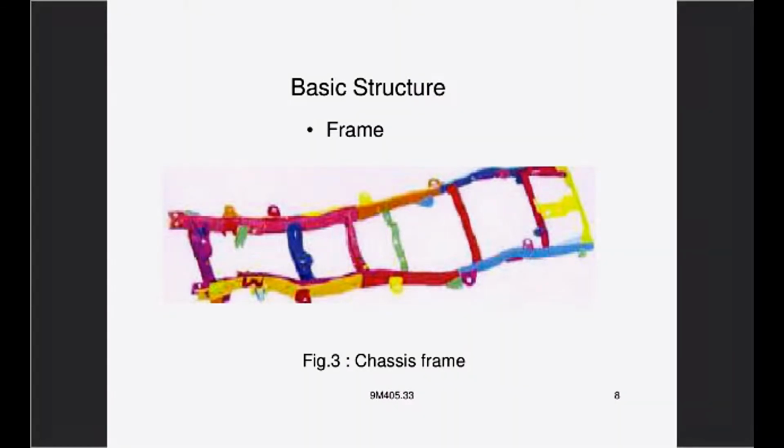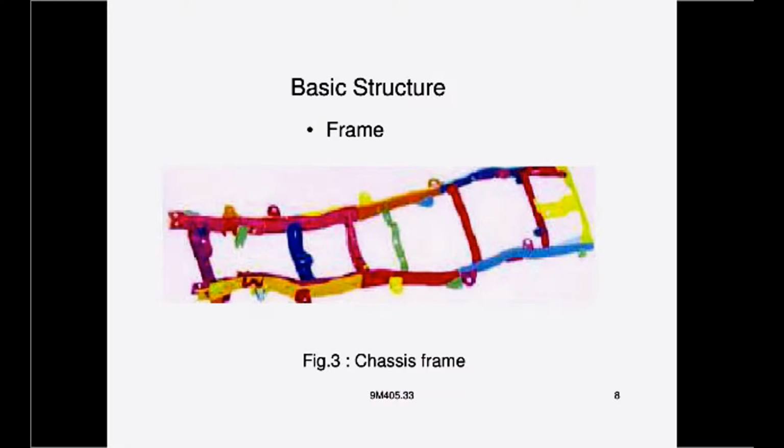Coming on to the basic structure, it is an assembly of different components. Like the first one is the frame. This frame is the skeleton for the chassis of the vehicle. It consists of two long members like this, and some short members are used to join these two long members. All the parts of the chassis like your power plant and wheels, axles, differential, everything is mounted on this chassis frame only.